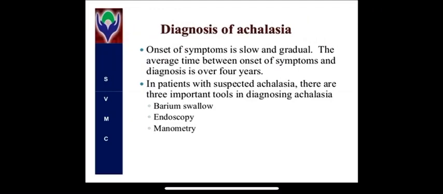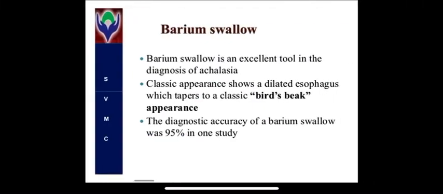The diagnosis of Achalasia. The onset of symptoms is slow and gradual. The average time between onset of symptoms and diagnosis is over 4 years. In patients with suspected Achalasia, there are 3 important tools in diagnosing Achalasia: barium swallow, endoscopy, and manometry. Barium swallow is an excellent tool in the diagnosis of Achalasia. Classic appearance shows a dilated esophagus which appears to taper to a classic bird's beak appearance.